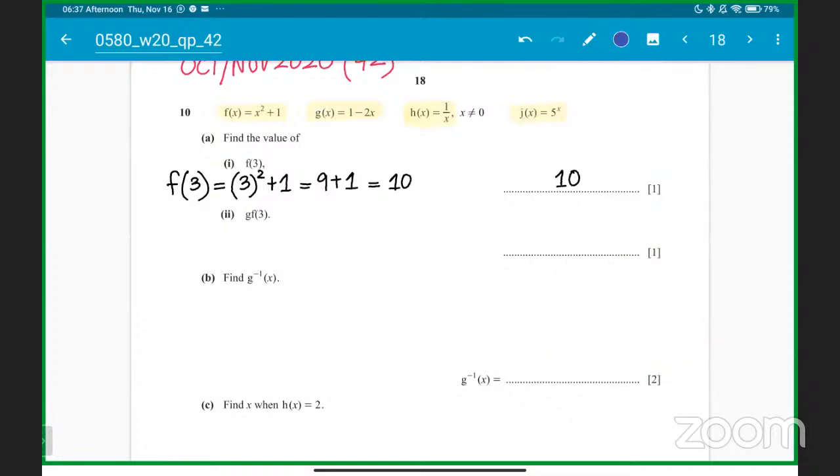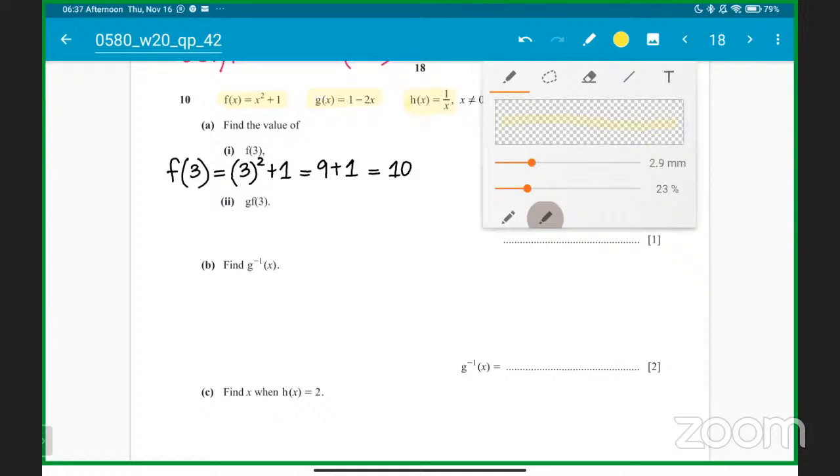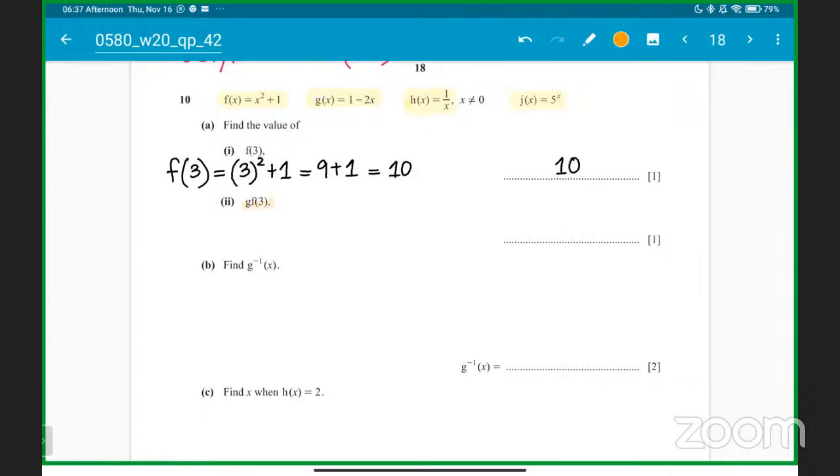Clear, everyone? No problem, right? Next, we have gf(3), okay? We have to find gf(3). Always remember, this is called a composite function. Whenever you have two functions together, it is going to be called a composite function. Clear, everyone? Students getting it? This is called a composite function whenever you have two functions together. So everyone needs to understand we have to find gf(3). This will be done in 2 steps, students.